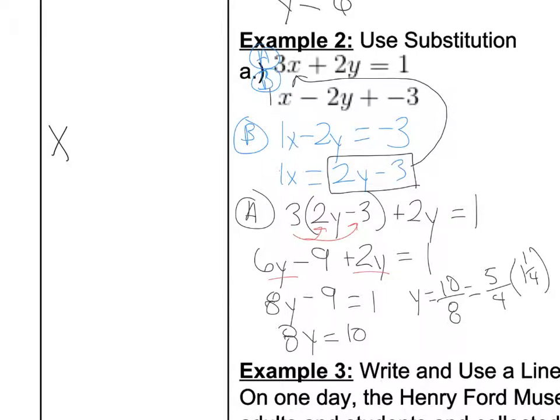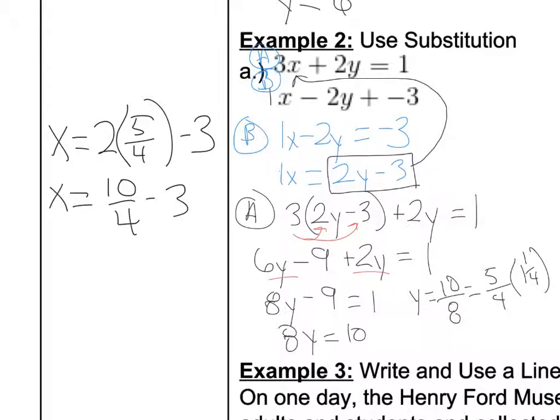So I'm going to say, okay, x equals 2 times 5/4 minus 3. So 2 times 5/4 is going to give you 10 over 4 minus 3. And x is going to equal 10 over 4, which is actually going to reduce again to 5 over 2 minus 3. Okay. 5 over 2 is 2 1/2. So you're going to be left with a negative 1/2 for your x.